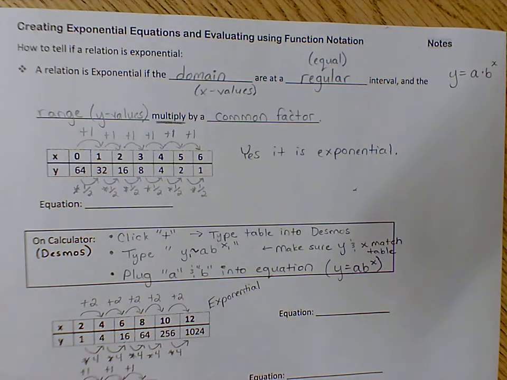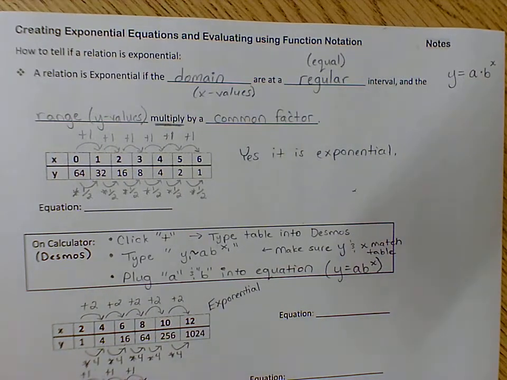So now that we know how to look at a table and be able to tell if it's exponential, we're going to talk about what happens if they ask us to find the equation of the exponential function. There's two ways to do it. Sometimes you're going to be able to get the equation straight from the table very easily. And for those, we're going to just pull it straight from the table.